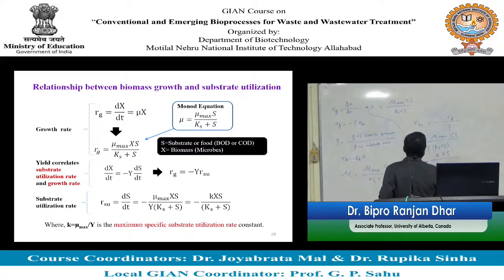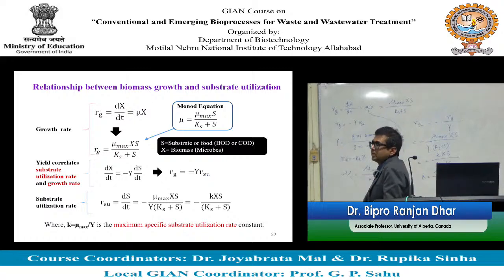So k is mu max divided by Y, another kinetic coefficient. Why am I summarizing this? Ultimately we have to use those kinetic coefficients, right?